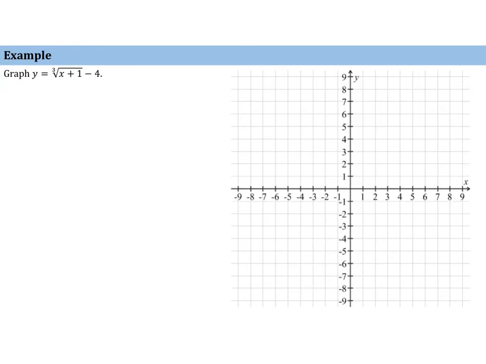So let's look now at a different parent function, but we still have some translations going on. So if we have the parent function f of x equals the cube root of x, and so what's that look like? Well, we have our guide points. -1 goes to -1, 0 goes to 0, and 1 goes to 1. And it would look like this.